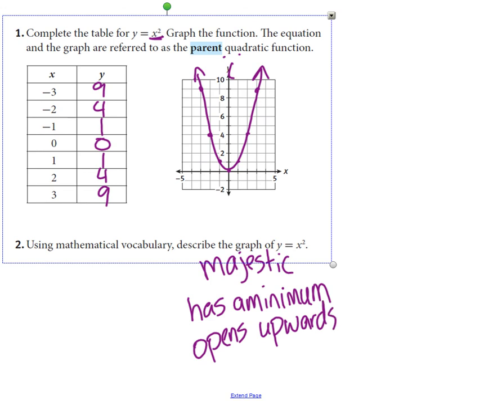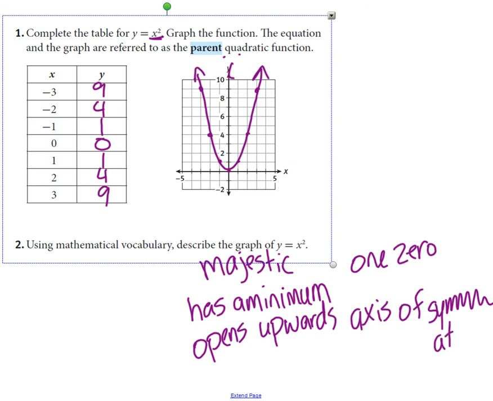It has 1, 0. That's a good one, because there's only one place where y equals 0. Axis of symmetry is on the y-axis. All right, that's pretty good.